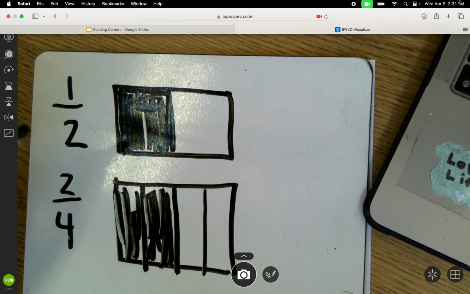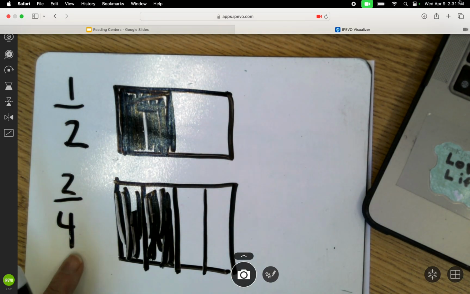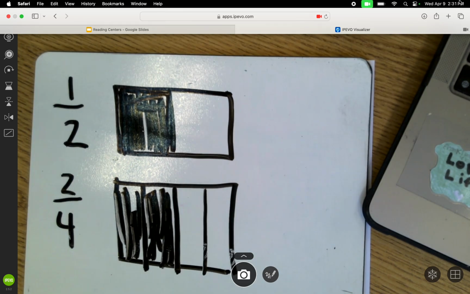Let's go over some vocabulary. Our denominator represents the bottom number, the whole, right? The whole. Two parts here create the whole. This whole fraction bar is made of two parts. Here, the denominator or the whole is represented by the 4 parts that together make the whole fraction bar.